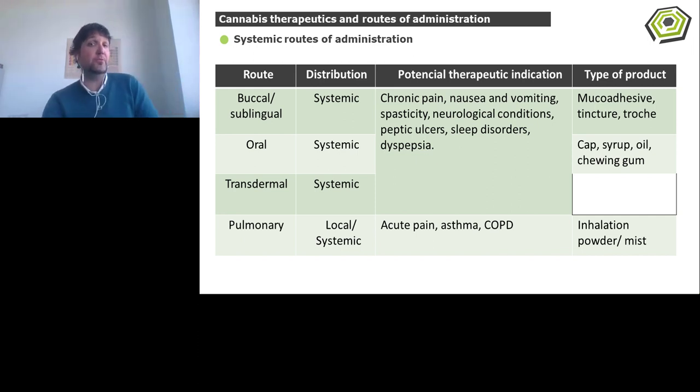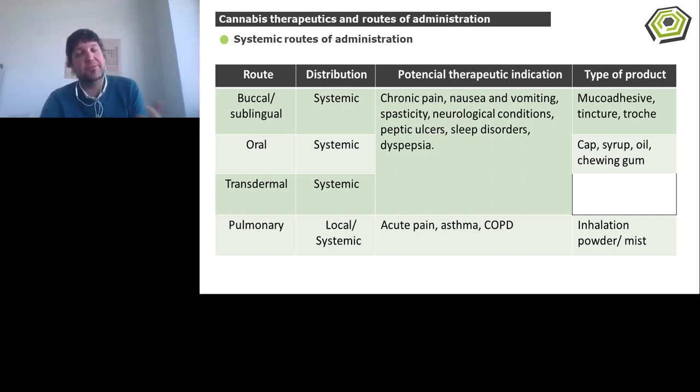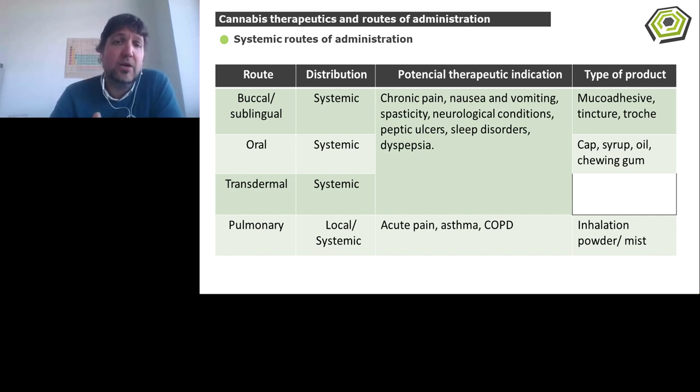And the type of product that we could think of when we want a sublingual or buccal route could be a mucoadhesive, like putting cannabinoids on a patch that you can attach to your oral mucosa. A tincture, such as Sativex, normally in ethanol, that you can absorb through your oral mucosa, or a troche, a sublingual tablet, or a buccal tablet. When we think about the oral route, we think about capsules, syrups, oils, or chewing gum, so we can ingest cannabinoids.